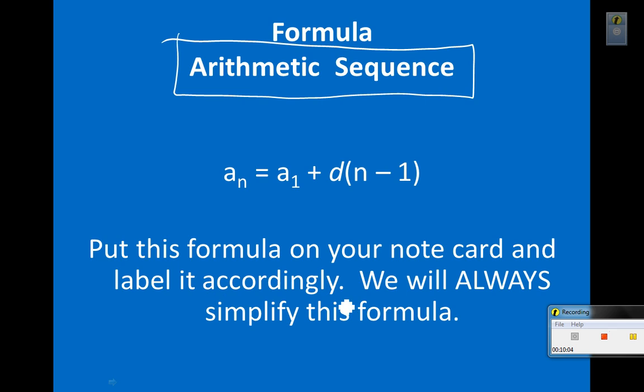So I'm going to have you put this formula on your note card. Today it may be on your class notes, and label it accordingly. We will always simplify this formula, and I'll show you what I mean. This is an easy formula to use. You will only be placing 2 numbers in there every time. This will not change.